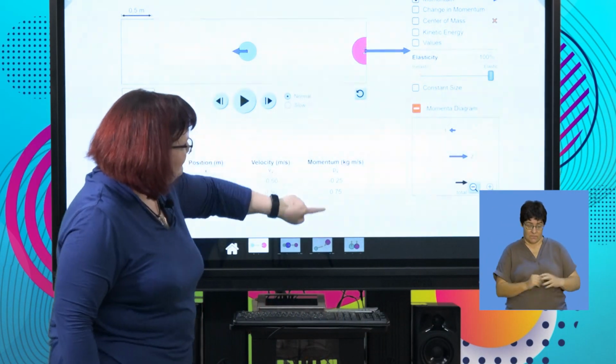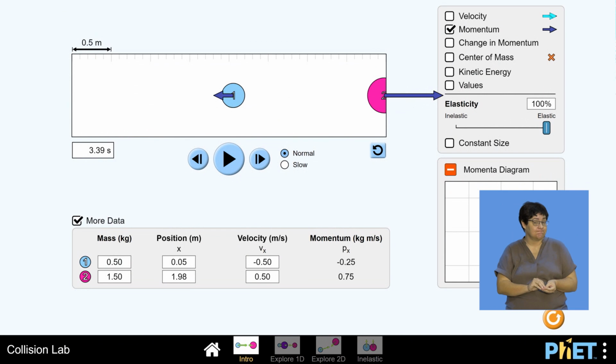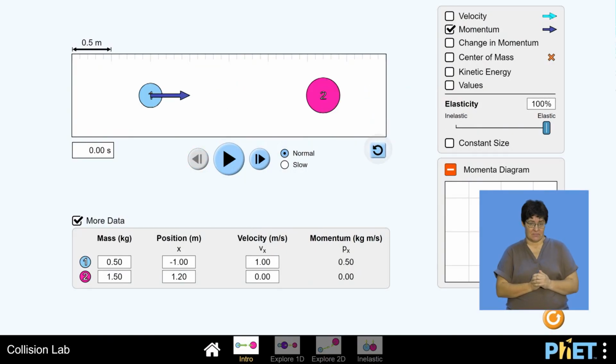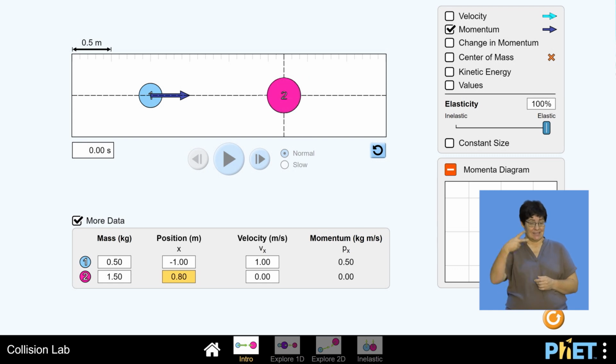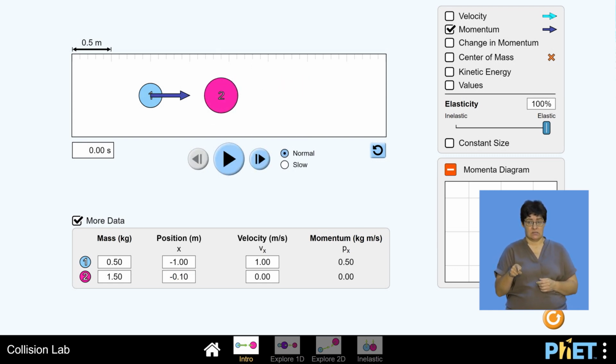Now, if I look at my totals, number one now is minus 0.25, number two is 0.75. If I add them together, I still get positive 0.5 to the right. Momentum didn't change. Okay, let's reset it. Let's change it so that I want this one to be going to the right as well. I just want to make sure I've got it going to the right. Okay, let's take that away.